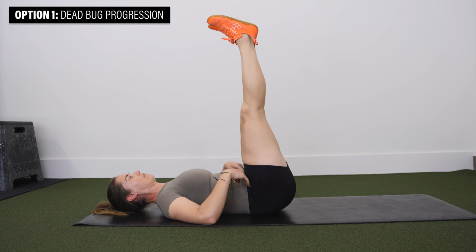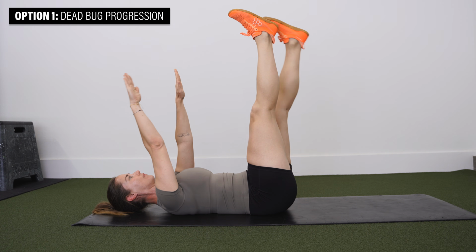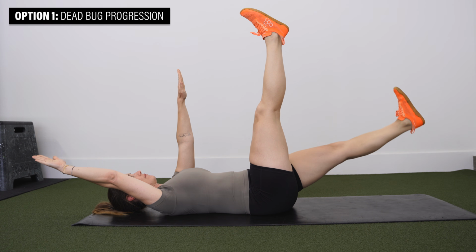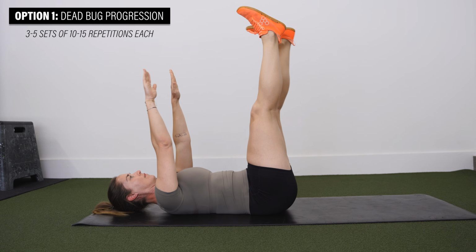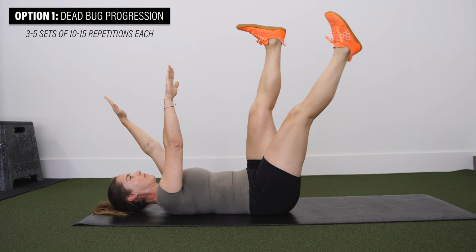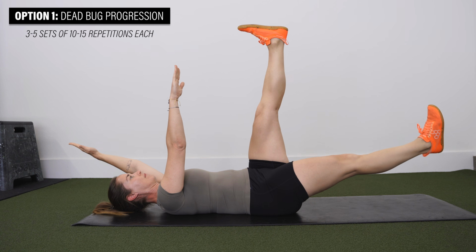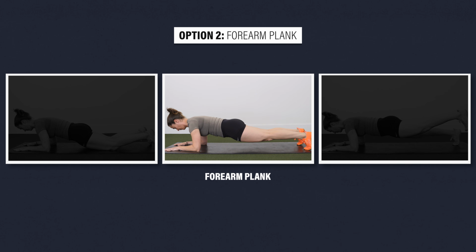To make it harder on your trunk, lift both arms up in the air and lower the opposite arm along with your leg. Once again, work up to 3 to 5 sets of 10 to 15 reps on each side. Option 2, forearm plank. Start in a plank position on your forearms, forming a straight line from the back of your head to your tailbone.